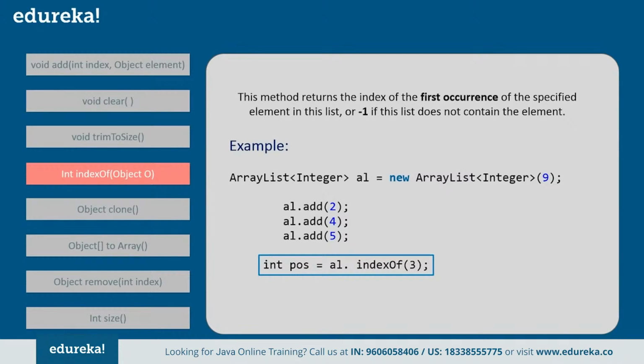Next, indexOf. This method returns the index of the first occurrence of the specified element in the list. If that element is not present in the list, then it returns -1. Suppose in this case, if you want to return the index of 5, and you write 5 here, then it will return a of 2, because a of 1 and a of 2. But if you try to find the index of 3 which is not present in the array list, then it will return -1. That is, it returns -1 if the list does not contain the particular element.